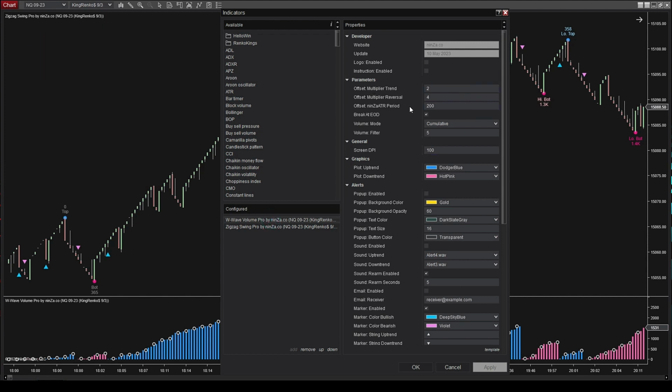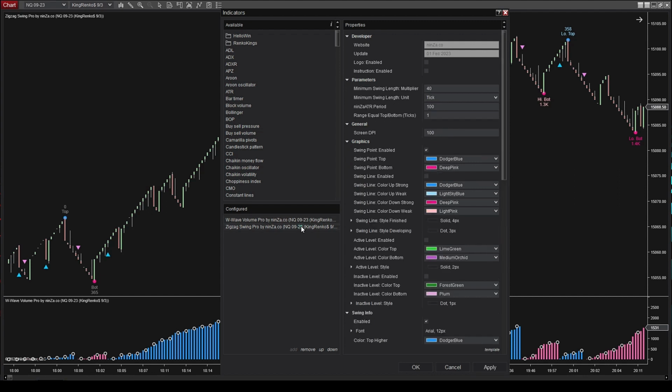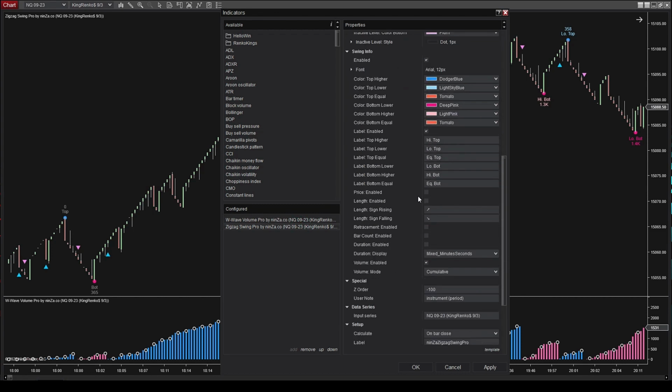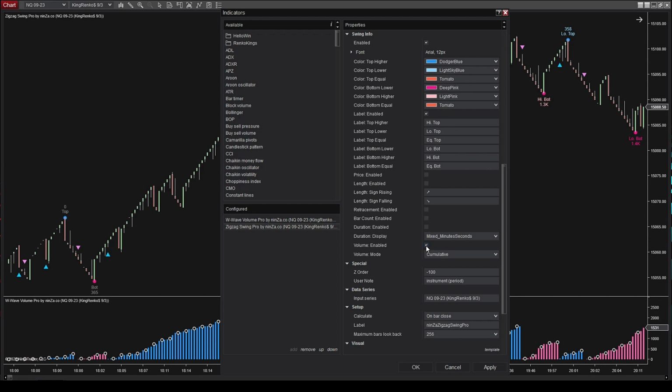Here are the parameters for WWave Volume Pro. It is important to note that when utilizing Renko candles, you should set the volume filter section to a value of 5. And these are the parameters of Zigzag Swing Pro. Here, when the volume enabled option is selected, we will know the accumulated volume at each swing point, which provides additional confirmation of volume changes.